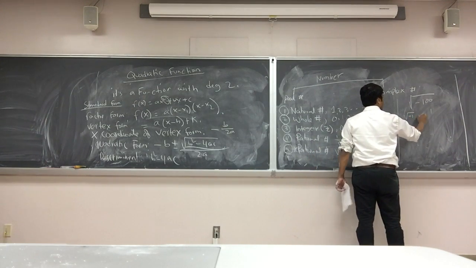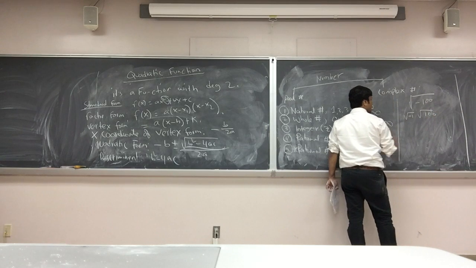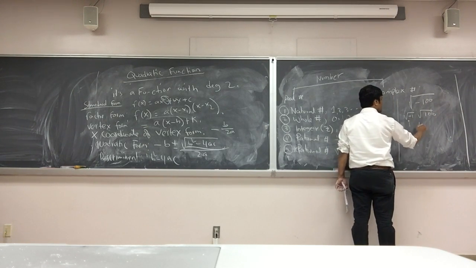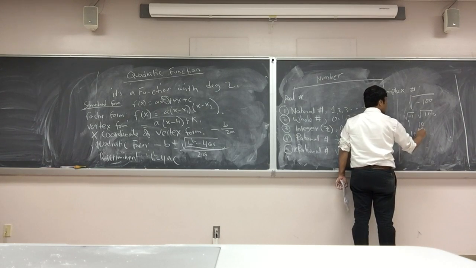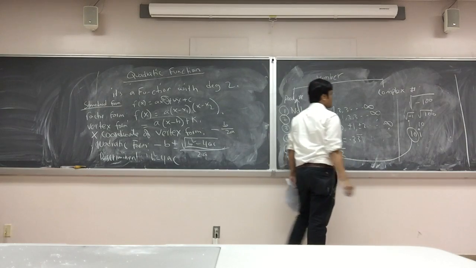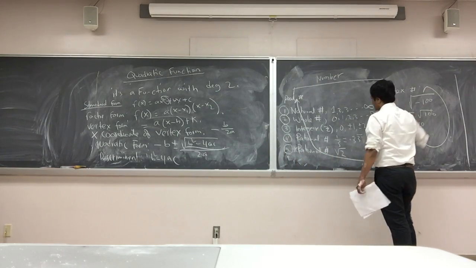So negative 1 and 100. Square root of negative 1 gives us i, and square root of 100 is 10. So 10i. So this is the real part, and this is the imaginary part.